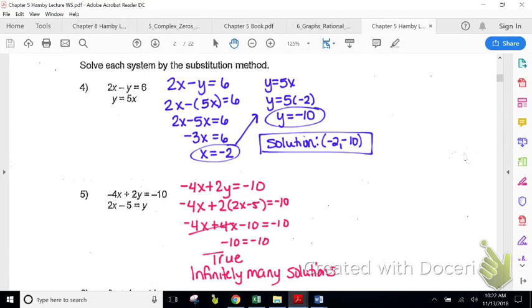All right, so this one, it didn't ask us for it, but just so we're going over it, is it independent? Well, which would be consistent, inconsistent, or is it dependent? It's dependent, right? Because they're coinciding lines. One line's on top of the other.